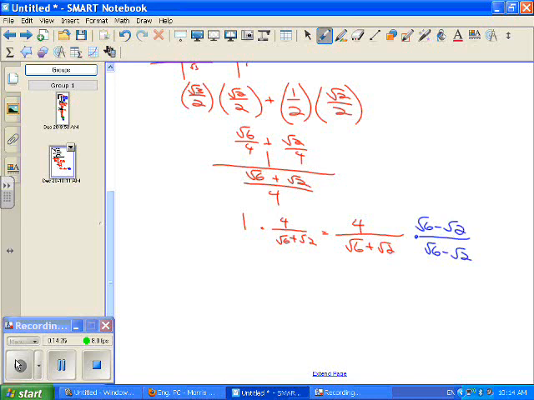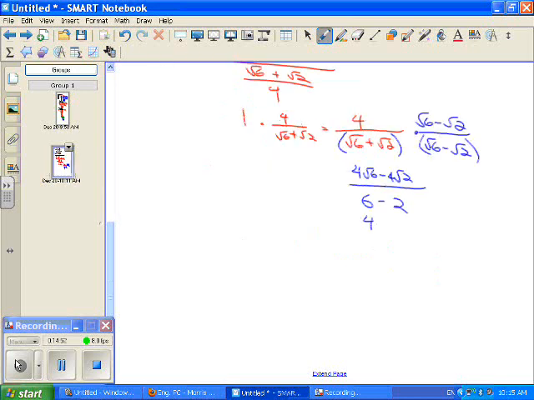So in the top, that's actually not too bad because I just distribute. So I'm going to get 4 square root of 6 minus 4 square root of 2. In the bottom, when I FOIL this, square root of 6 times square root of 6 is 6. Square root of 6 times negative square root of 2 is negative square root of 12, but then I'm going to get a positive square root of 12, so they cancel. Then square root of 2 times negative square root of 2 is negative square root of 4, which is negative 2. So I end up getting 4 square root of 6 minus 4 square root of 2 over 4. All of those have a 4, so I just get square root of 6 minus square root of 2.